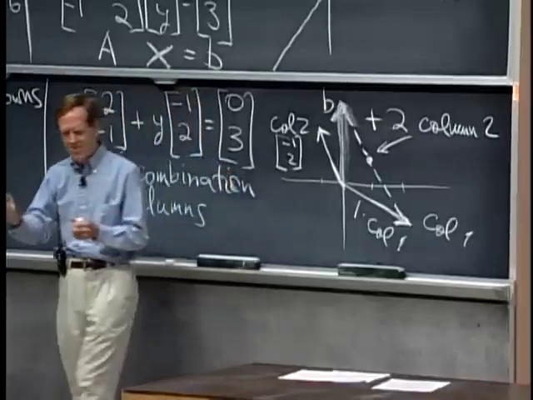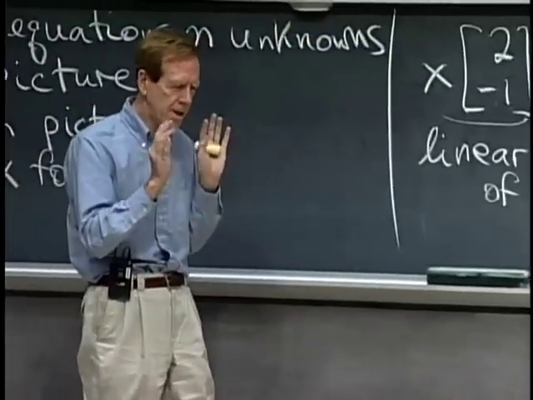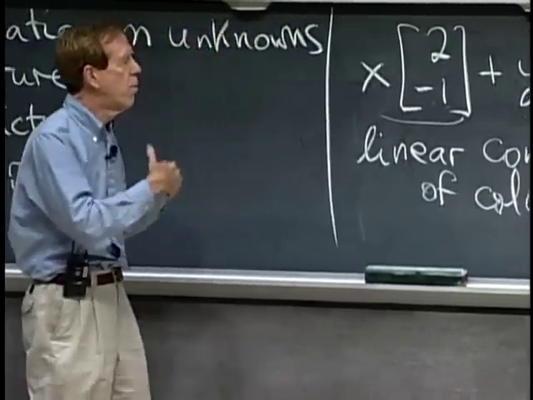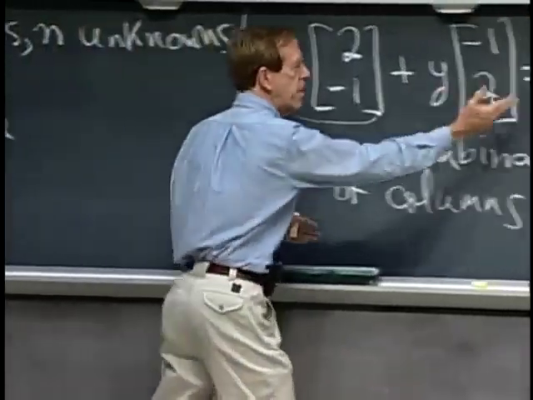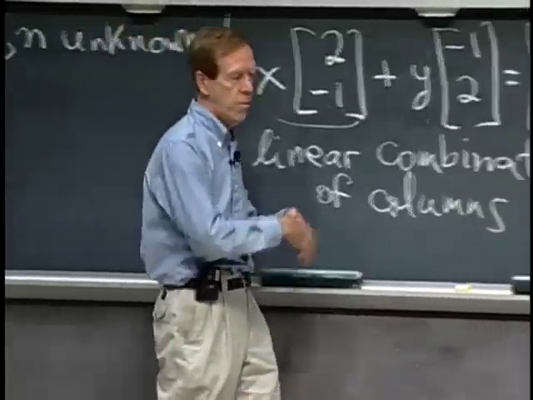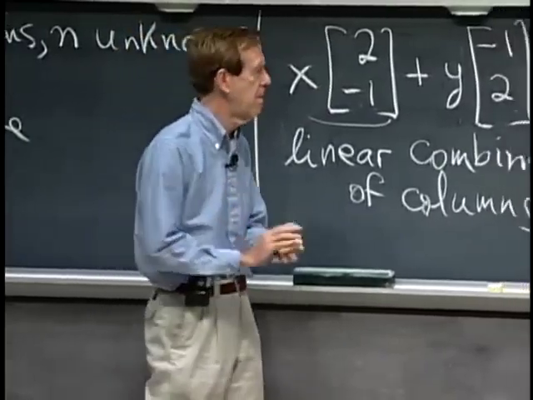You can tuck that away. We'll explore it further. But this idea of what linear combination gives B, and what do all the linear combinations give? What are all the possible achievable right-hand sides B? That's going to be basic.